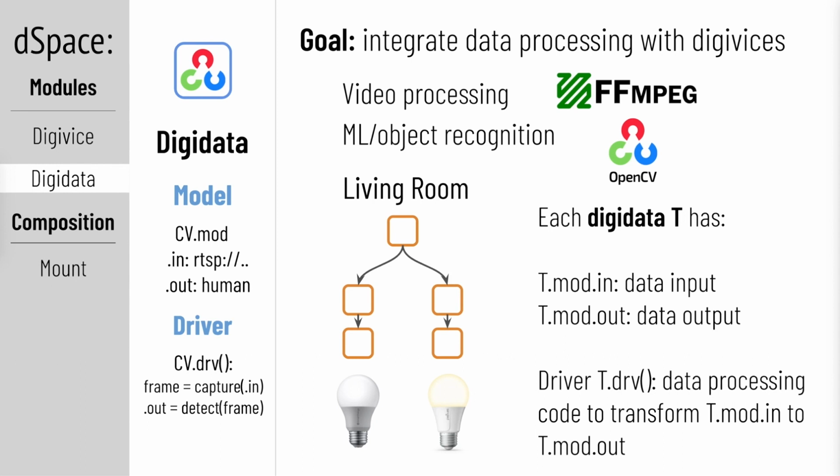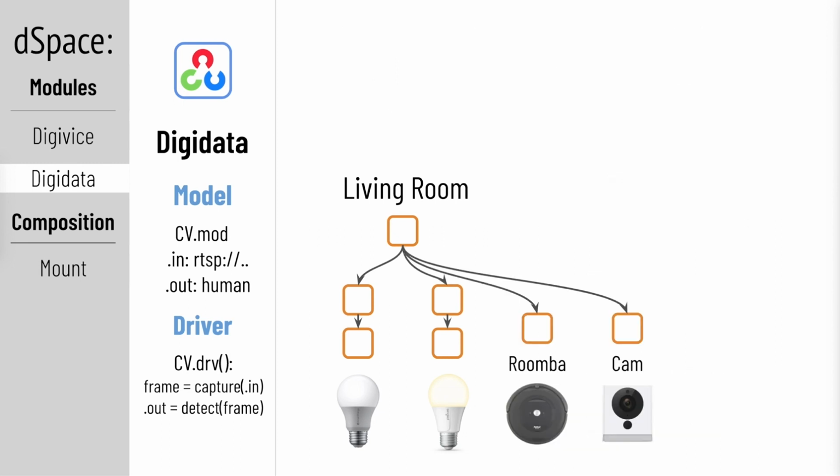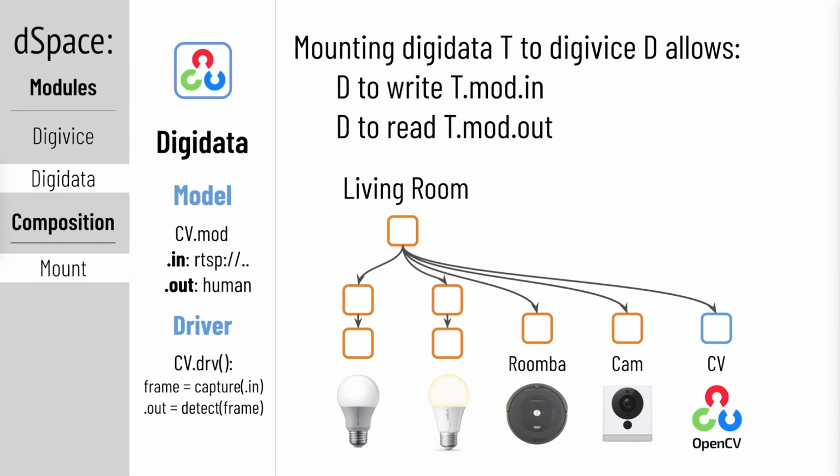Digidata also has a model and a driver, where the model has data input and output attributes, and the driver runs data processing to transform the input to the output. For instance, here in the CV digidata, the driver reads from the input a URL of the video stream and writes the objects the ML algorithm detects to the output attribute. So to use the digidata, we simply mount the CV to the room device. The room's driver can then write the URL of the video stream it obtains from the camera to the CV's input and read the list of objects from CV's output.